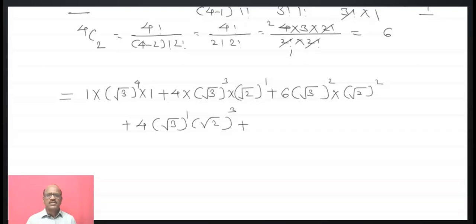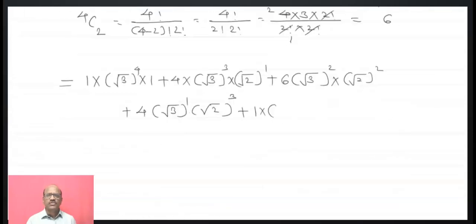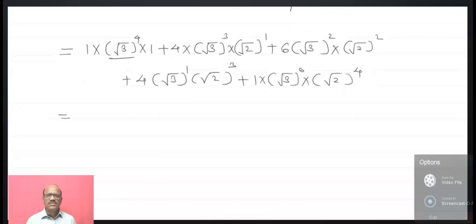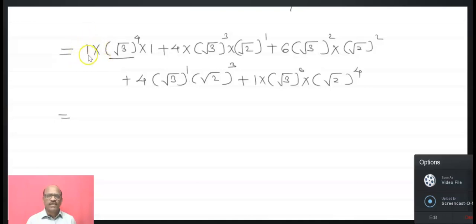Now see this, that is 1 into root 3 raised to 4 into 1 plus. See this here, that is the first term, the value of 4C0, root 3 raised to 4 into 1. Now this 4 is the value of 4C1, its value is 4, root 3 raised to 3, root 2 raised to 1.